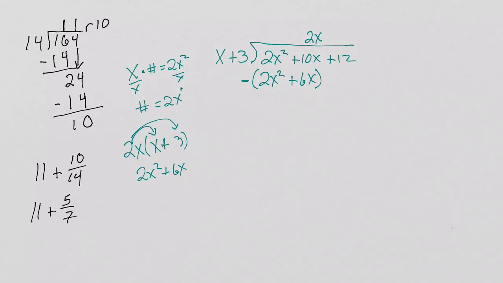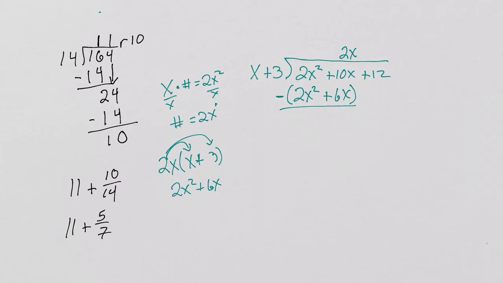You're going to distribute your negative sign. Sorry about the little background noise there, guys. All right, so as I was saying, we're going to go ahead and subtract just like we do with regular long division. And of course, we have to subtract each term. So we end up getting 2x squared minus 2x squared, and of course that's 0. And then we're going to do 10x minus 6x, and that of course is 4x.